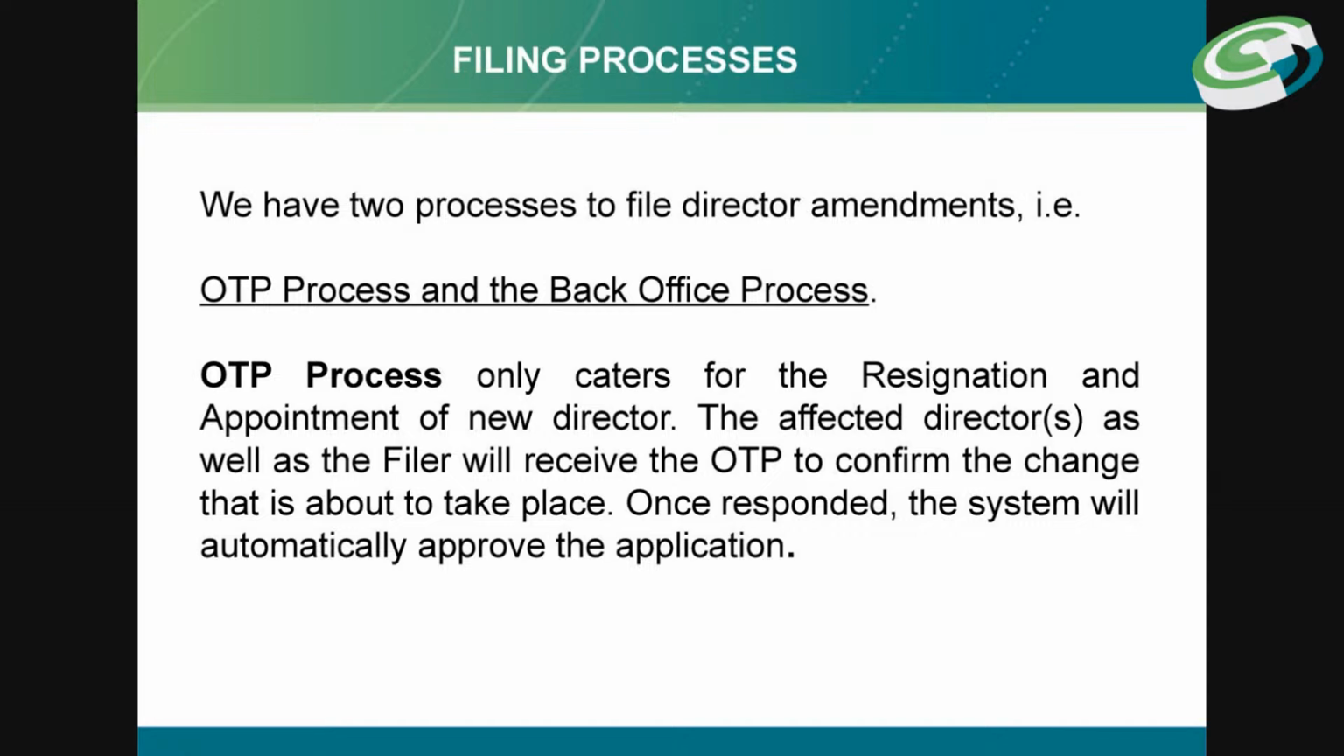So we have two processes to file the director amendments. The moment there is a vacancy in the company, you either select the OTP process or the back office process. The OTP process only caters for the resignation or the appointment of a new director. So whenever you appoint a director or a director resigns, the OTP process will be followed, whereby the affected directors together with the filer will receive the OTP to confirm the change. Once they have responded to the OTP, the application will be automatically approved without human intervention. So there are no supporting documents required in this process. Only confirmation of the OTP is sufficient to approve the change of directors in a company.